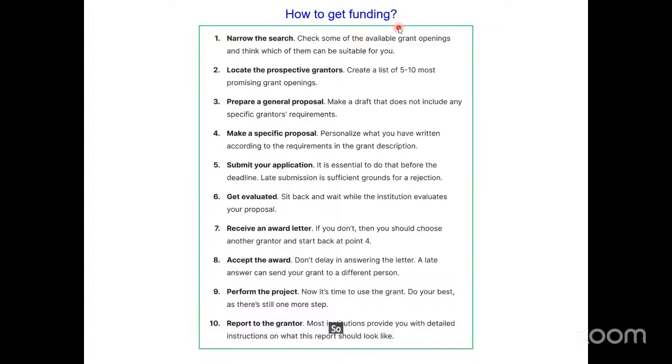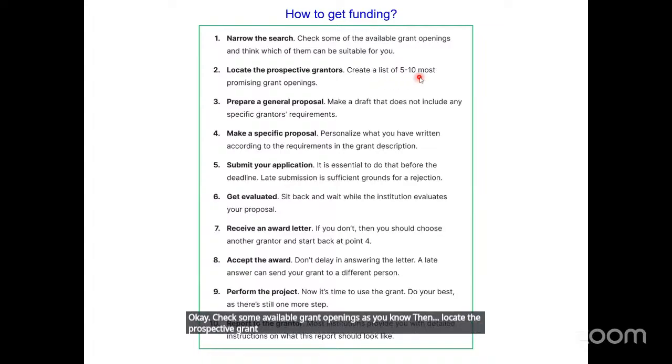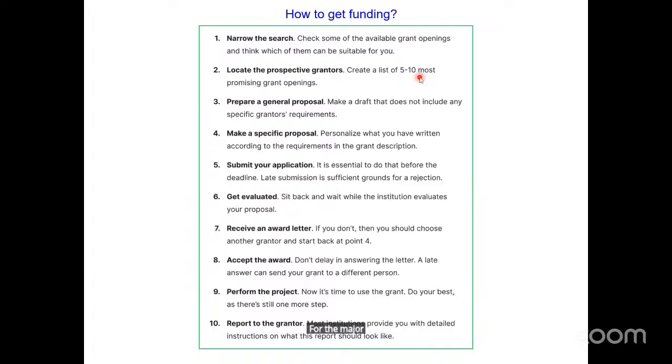So how to get funding is a very important thing. First of all, narrow the search. Okay, check some available grant openings, then locate the prospective grantors, at least 5 to 10. You need to add to your mobile, suppose ANRF, Anusandhan National Research Foundation, Government of India. The calls are generally, for the major research project, you can get the calls during June to August. So you need to write it in your to-do list.